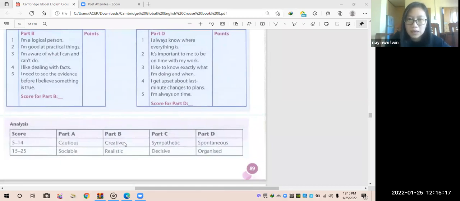So from part B, if you got between 5 and 14, you are creative. And if you got between 15 to 25, you are a realistic person. And for part C, if you got between 5 and 14, you are sympathetic. And if you got between 15 and 25, you are decisive. And for part D, if you got between 5 and 14, you are spontaneous. And if you got between 15 and 25, you are an organized person.